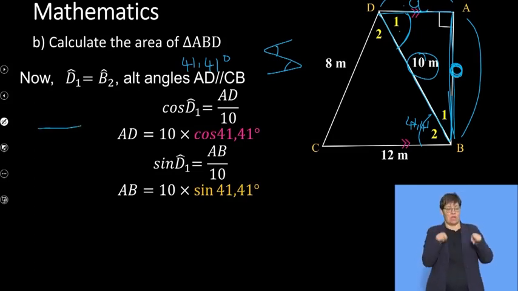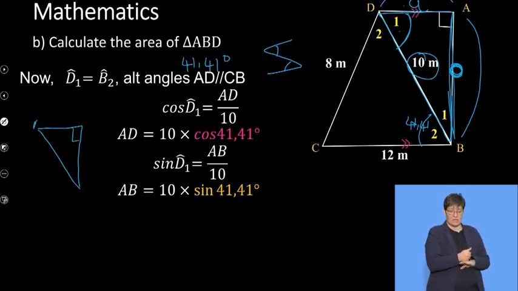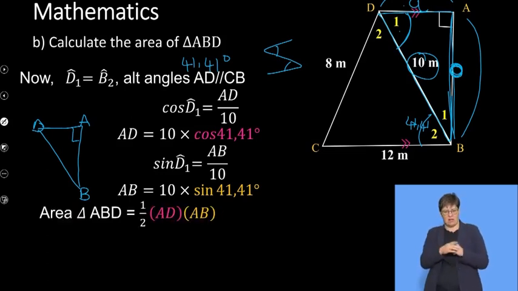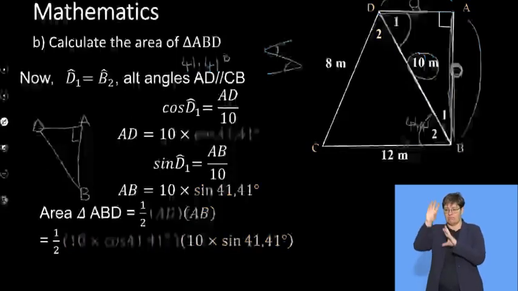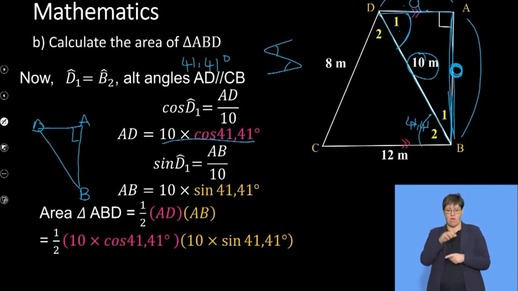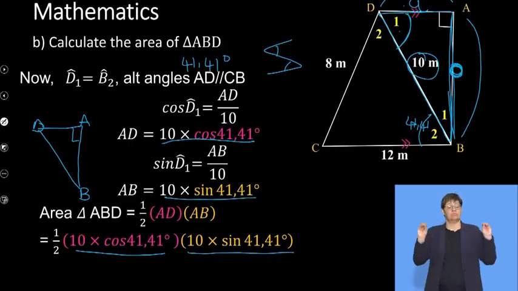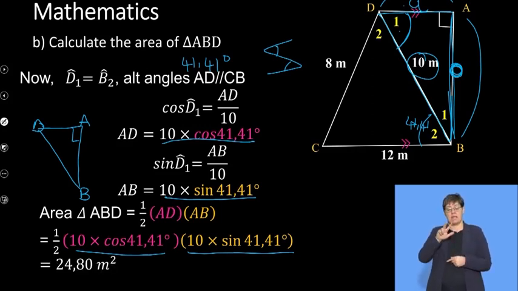So in this triangle, we can use our half base times height formula. We can use half AD times AB to find our area, because it's a right angle triangle and we use our simple formula. So the area of triangle ABD is equal to half AD times AB, and we substitute these exact values as we found them. All that's left to do is put it into the calculator, and the calculator will give us the answer of 24,80. Remember, I've already rounded this off to 2 decimal places.